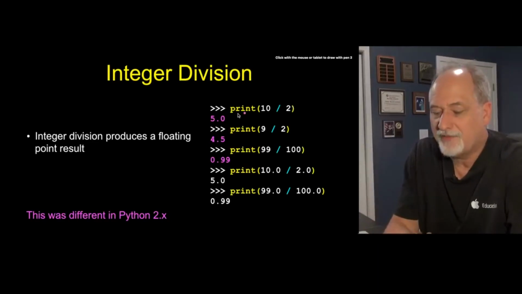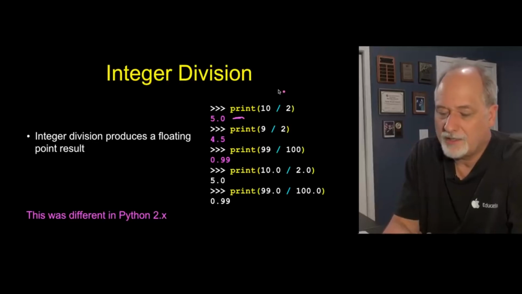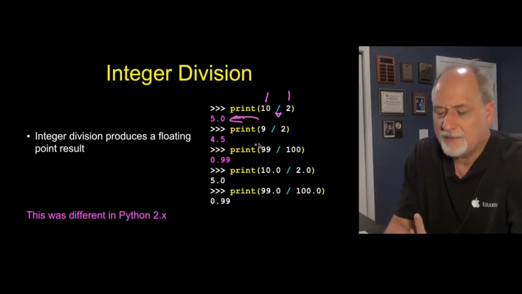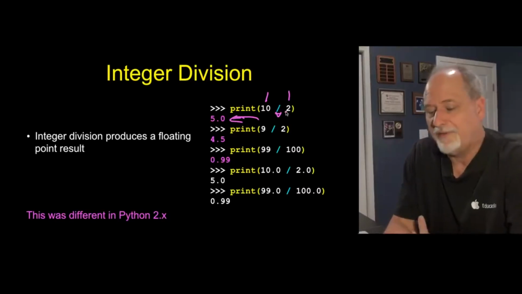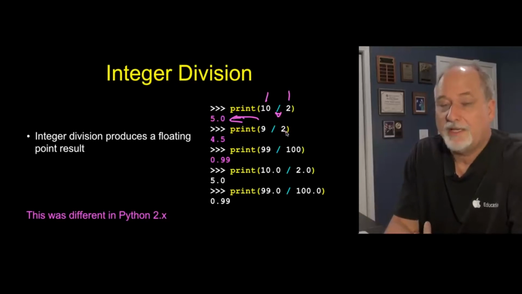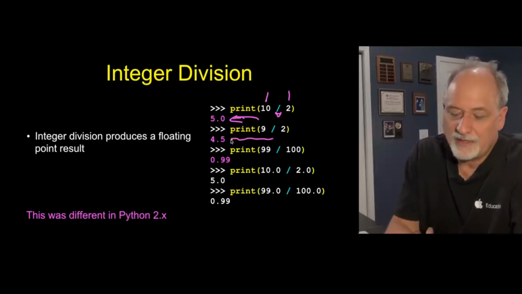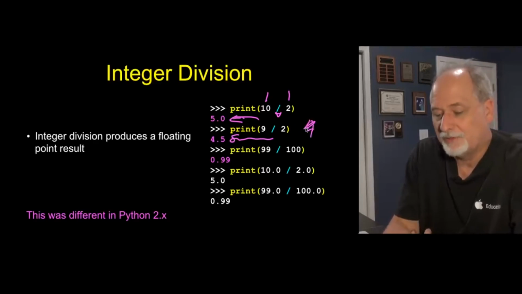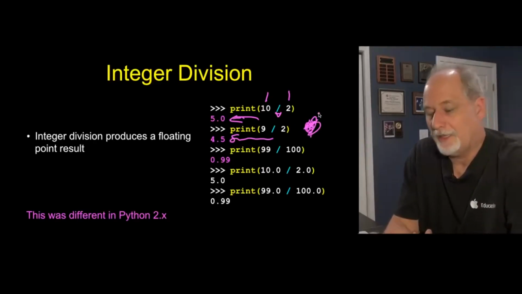10 divided by 2 is 5.0. And the weird thing here is these are both integers, but the division forces the result of the calculation to be a floating point number. And this, 10 over 2 could be 5. But 9 over 2 is 4.5. And so that is accurate. In old Python 2, that would give us back 4, which is completely unpredictable and weird.